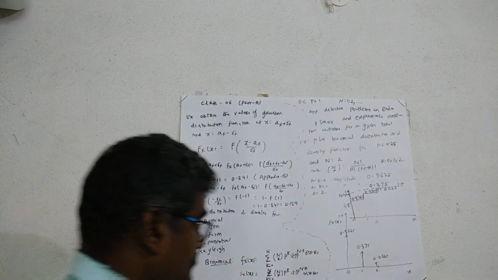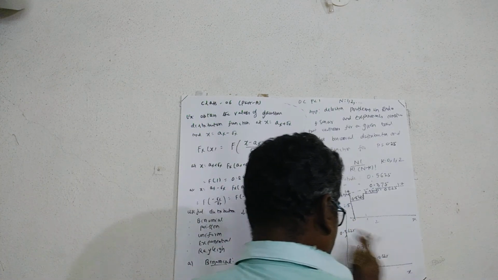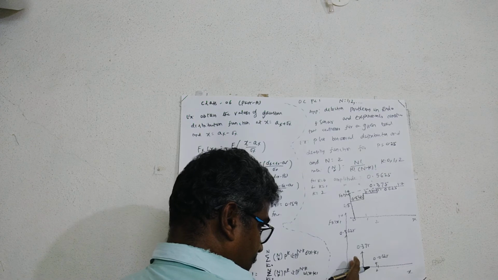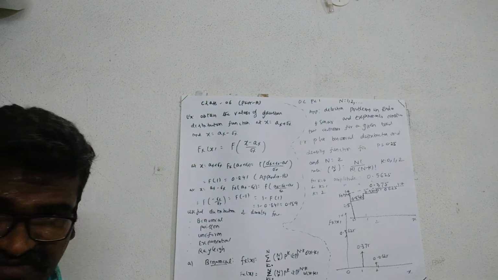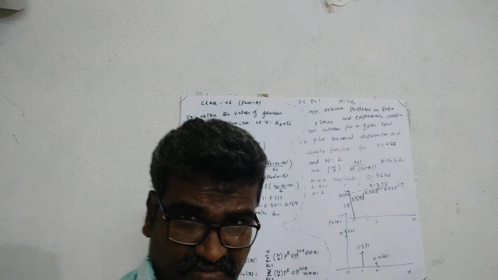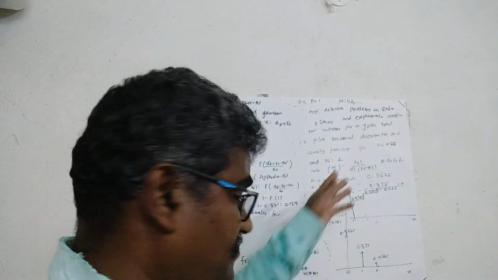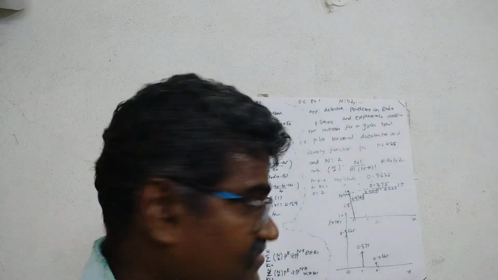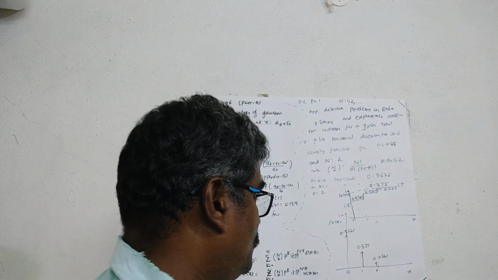This plot is the distribution function, and the earlier plot is the density function for the given binomial random variable with n is equal to 2 and p is equal to 0.25.